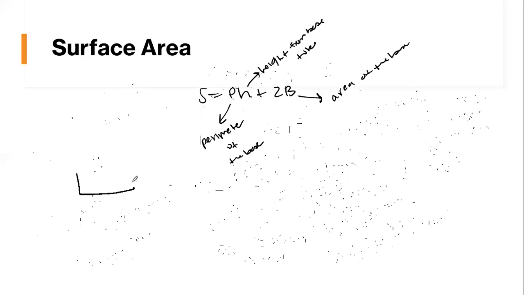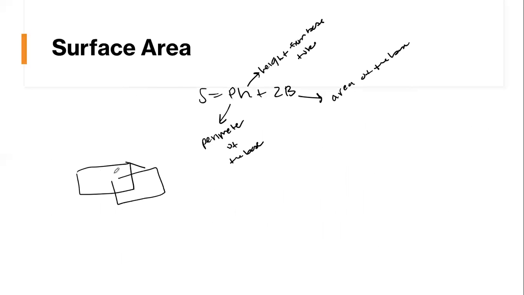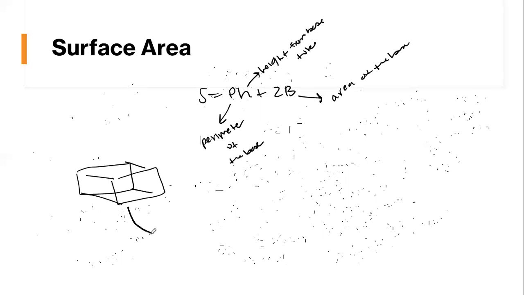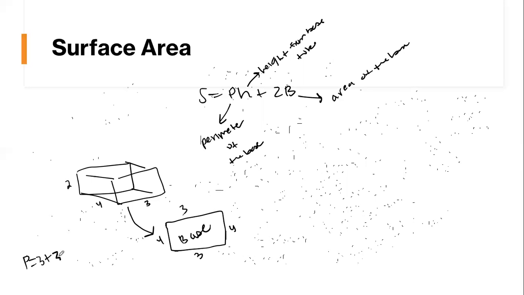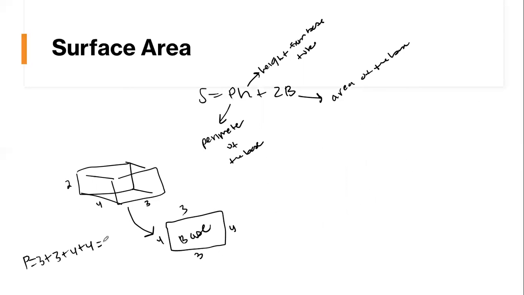So for a rectangular prism, I always say draw out your base. So let's say this was a 3x4x2. My base is a 3x4 rectangle. Here's my base. So when I do the capital P to find the perimeter of that base, I add up all the sides. 3 plus 3 plus 4 plus 4. The height is the number that has nothing to do with the base. So 2, the height from base to base would be 2.